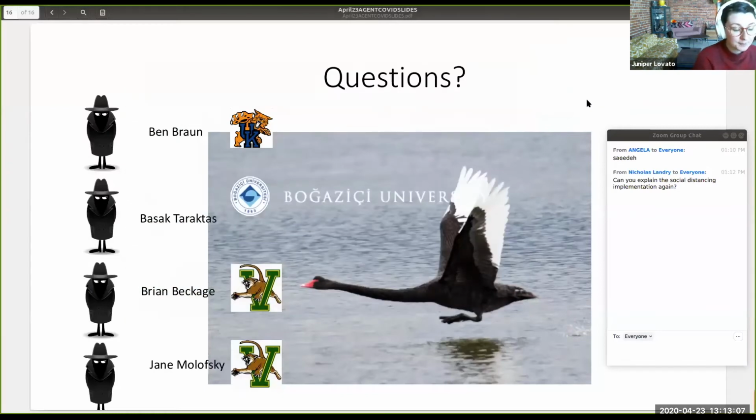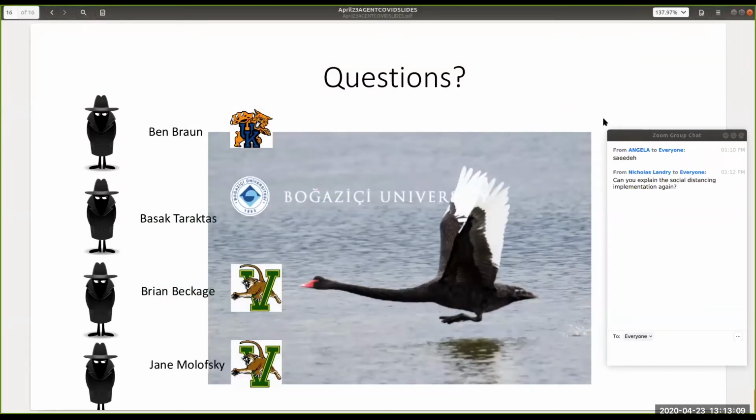So we have a question from Nicholas. Can you explain the social distancing implementation again? Yeah, so for this particular model that we showed, at each time step, there was a certain chance that any given agent was socially distanced. So if the social distance was 60% chance, then we'd pick a random number. If it was below 60, then they social distanced, and above 60, they did not. And that was done at each time step. We do have other ideas in mind.